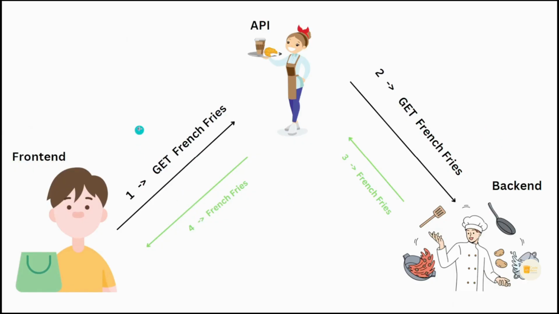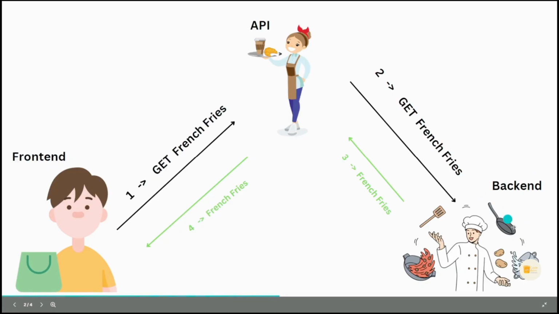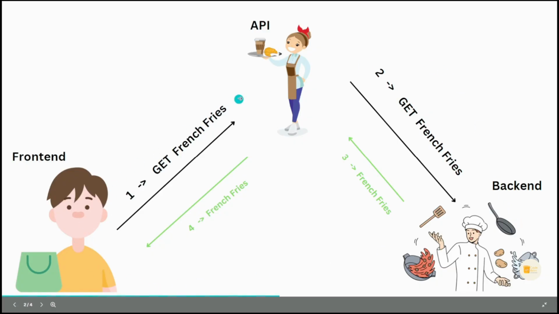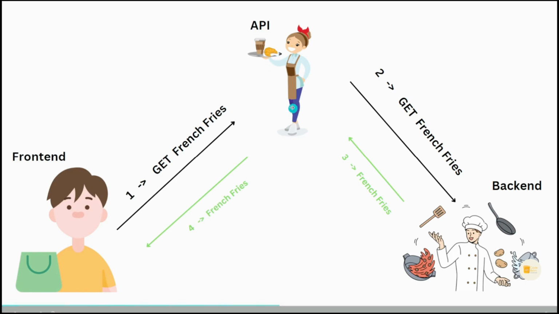Suppose you are in a restaurant. You can assume that the customer is the front end, the back end is the chef, and the API is the waiter. Yes, this is a very basic example. Here you can see that the customer won't directly give the order to the backend. The customer would request the waiter, that is the API, to get some food. For example, the first step is I'm asking for French fries, so the customer asked for get French fries.